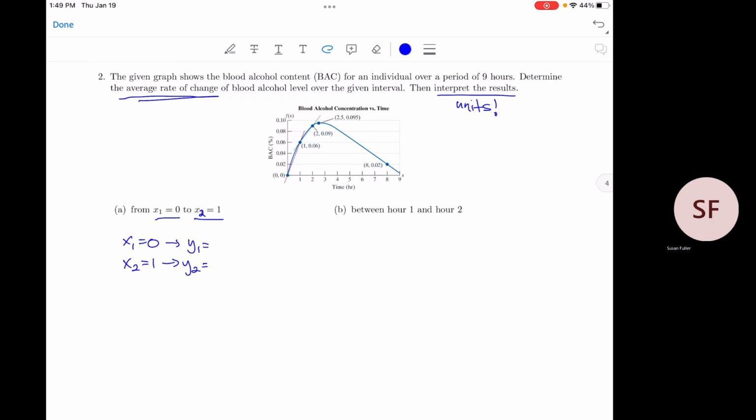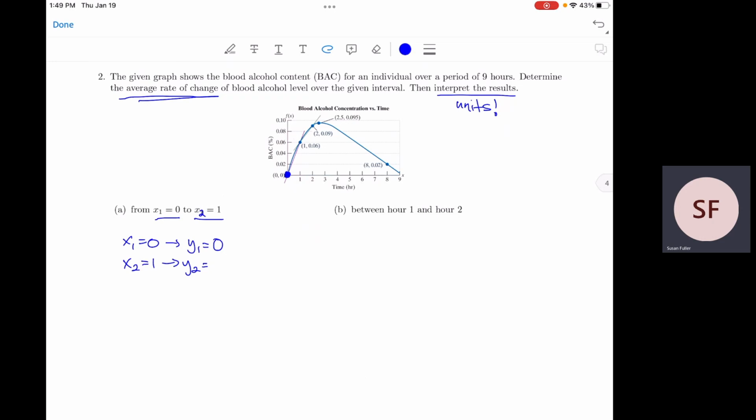Let's see. I don't have a function to plug into here. The only information I have about our function is this graph. So I'm going to have to use this graph to figure out what y is when x is 0. Okay, so when x is 0, the point on my graph is right here. That means when x is 0, y is also 0. So that means y1 is 0.